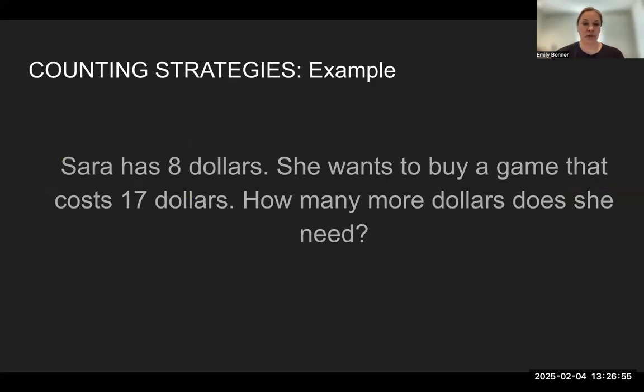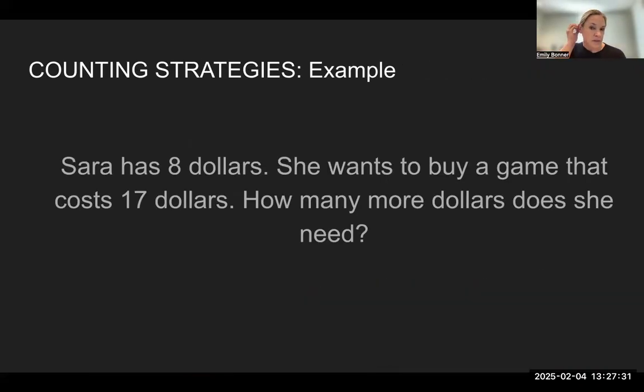Okay, so here's an example. Sarah has $8. She wants to buy a game that costs $17. How many more dollars does she need? So we're looking for a change value here. So I want you to pause here and think about what this might look like. Actually, you could think about a couple of different things. You could think about what this might look like as a model. This one's a little harder to model because we're finding a change value, but it's still possible to model because it's a join problem. And then I want you to think about what this might look like when a student uses a counting strategy.